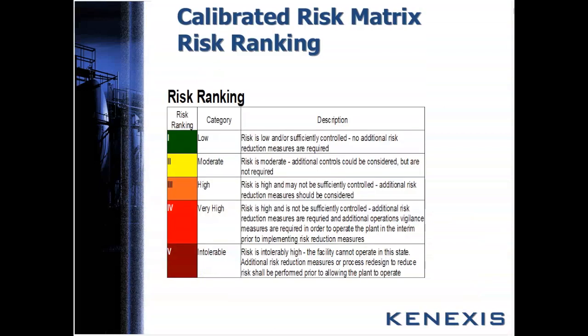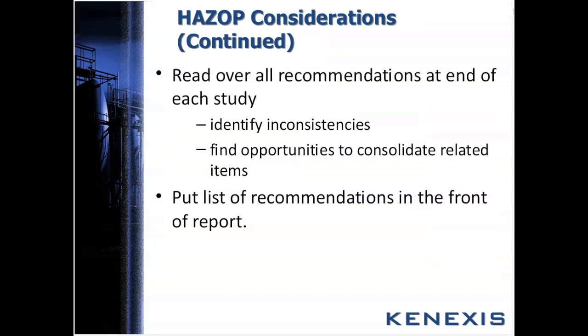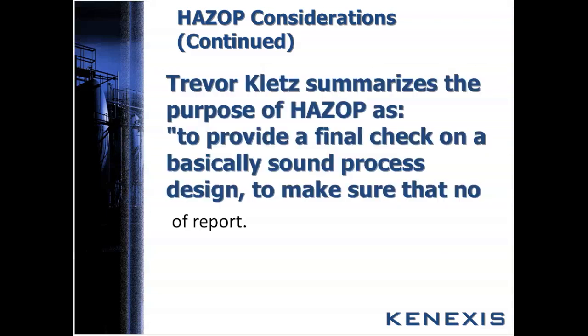These descriptions reflect action levels required relative to the residual risk of the process. That is, the risk after the initiating frequency and a probability of failure on demand of the independent layers have been applied. So these are the groups to see where they stand. Read over your recommendations, fine-tune them, and then put them in the front of the report.